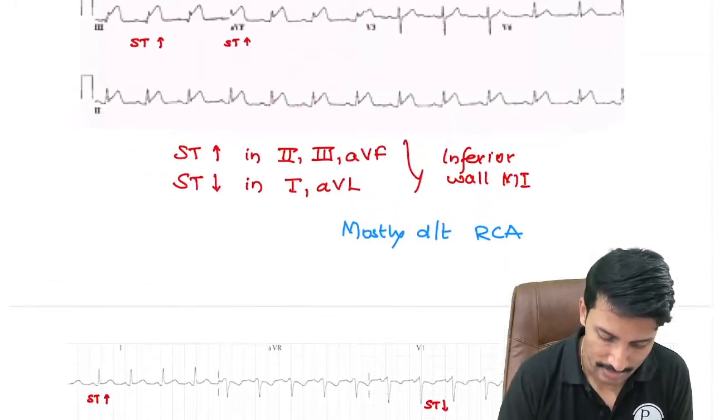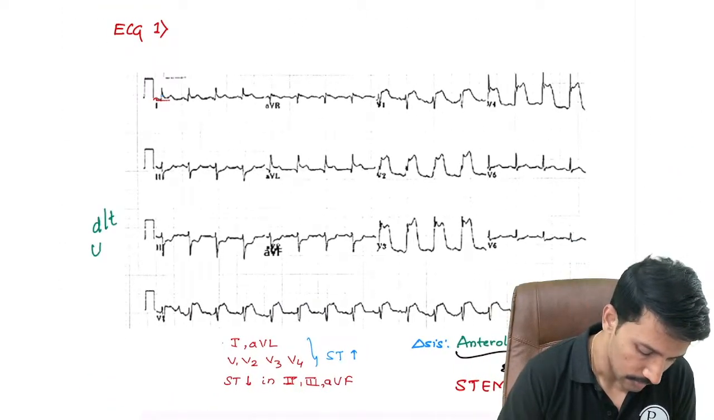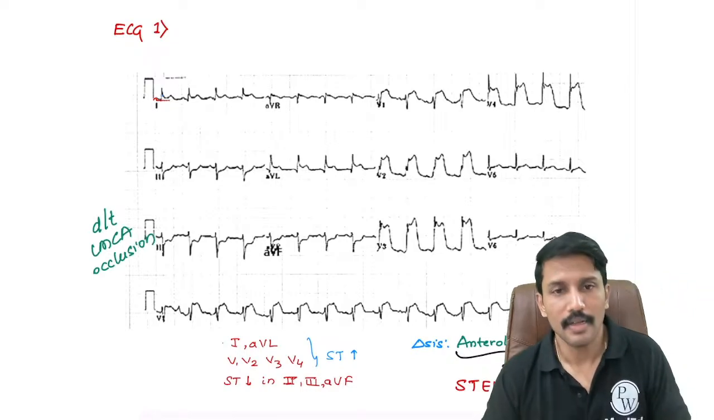Another ECG also had the extensive MI. So this also I can say is due to left main coronary artery occlusion. Now comes the question.